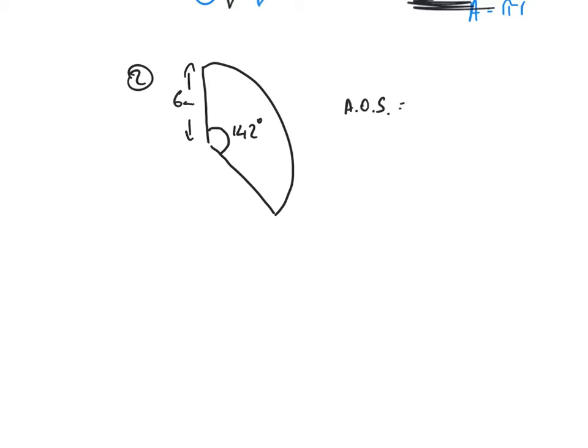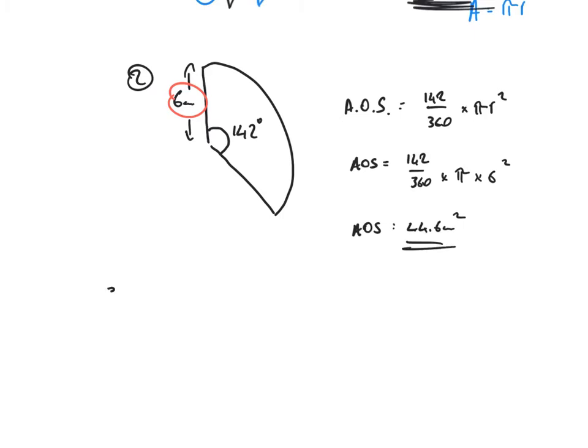Okay, let's try example 2. We're finding the area of this sector. The angle at the centre is 142 degrees and the radius is 6 centimetres. So let's say AOS, area of sector. The area of a sector is equal to the angle, 142 degrees out of the full circle 360 degrees, times pi r squared. So that's 142 out of 360 multiplied by pi multiplied by the radius squared. The radius we can see is 6, so it's multiplied by 6 squared. Putting all of that into the calculator gives me 44.6 square centimetres. Final answer.